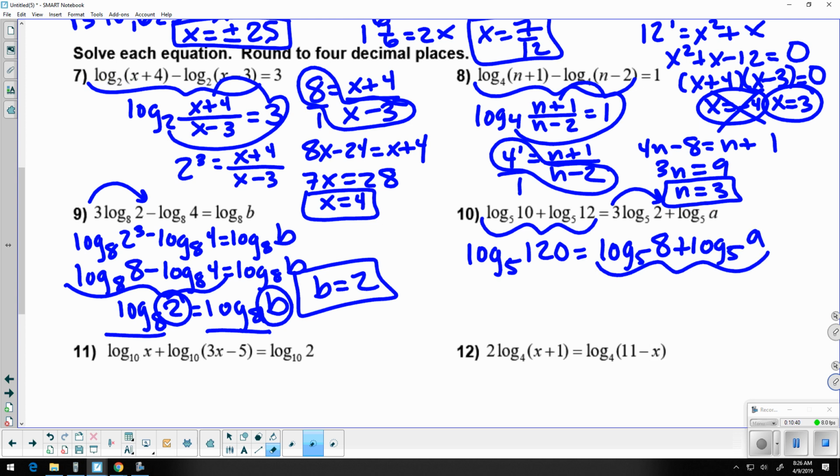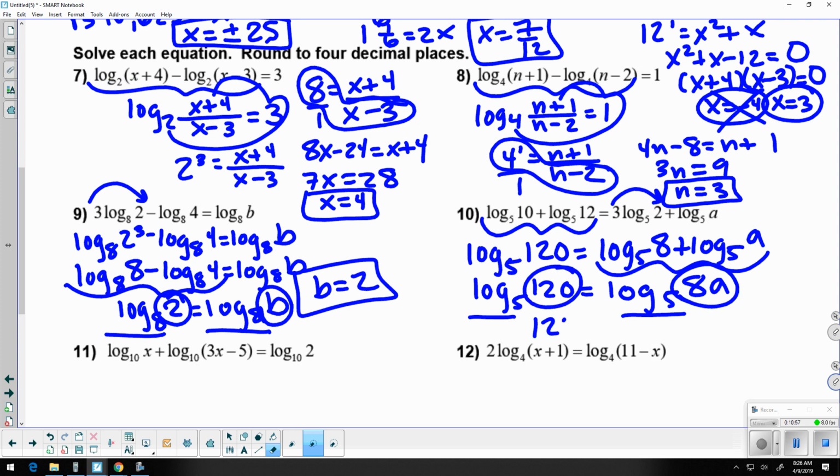So still combining these two together, again by multiplication. The left-hand side is not changing, but the right-hand side would be log base 5 of 8a by multiplication. And now since you have the same log on both sides, drop the logs, just simply set these equal. Set 120 equal to 8a, and then dividing both sides by 8 gives you your solution. So 120 divided by 8 should come out to be 15. And there's your solution.